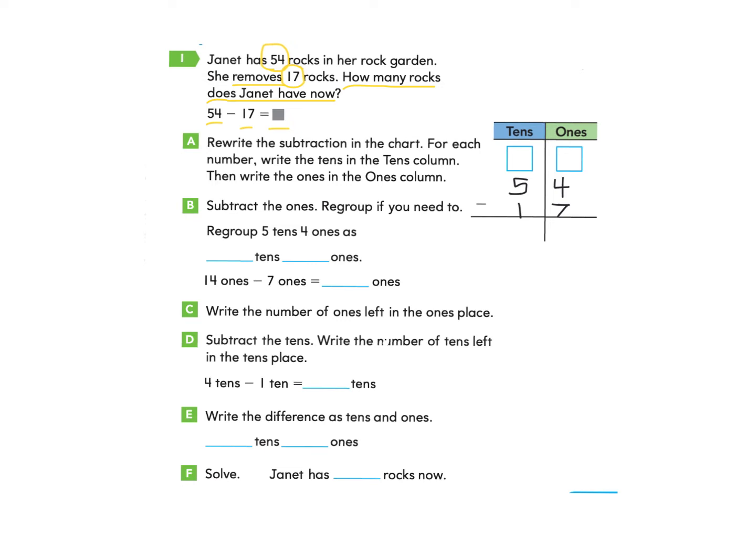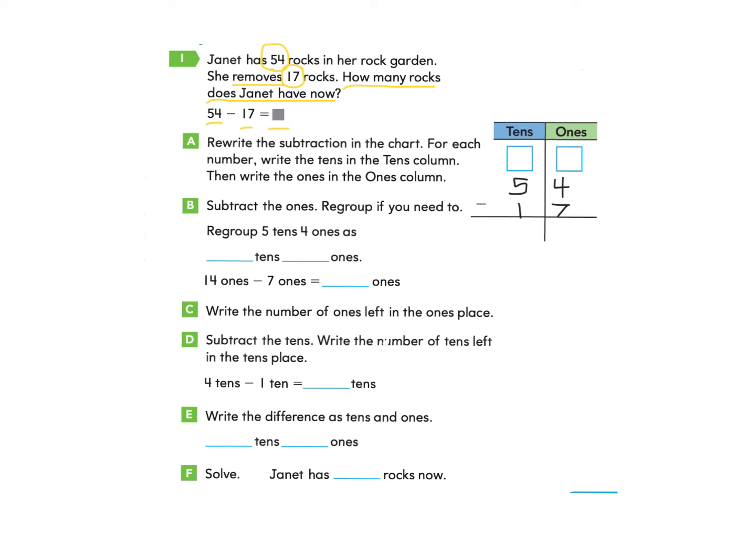So now we have written 54 and 17 into the chart, and the next direction tells us to subtract the ones, regroup if you need to. So here's our ones column. We have 4, and we're taking away 7. So if we have 4, that's not enough for us to take away 7. So we are going to need to regroup. So we go over to the tens column. We see we have a 5 here.